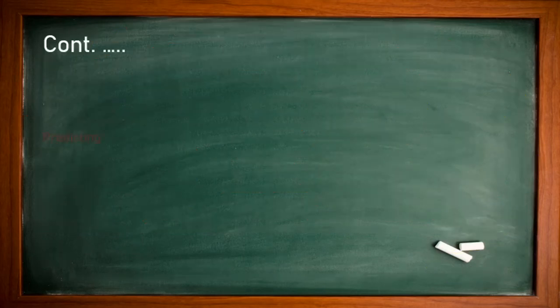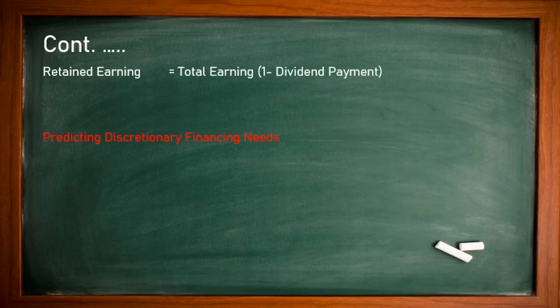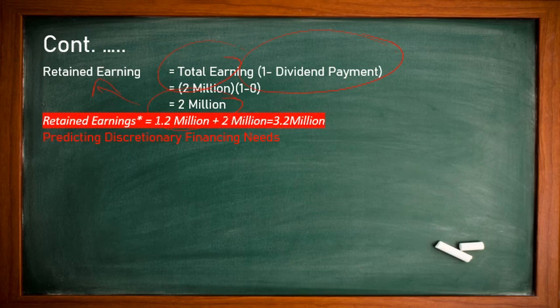So let us first, I will explain to you how to calculate retained earning. As in the previous case, retained earning is equal to total earning multiplied by 1 minus dividend payout. As you know, here total earning is 2 million and there is a 0 dividend payout. So it means the retained earning becomes 2 million. It is same as before. And you know that we showed retained earning was 1.2 million before, 2 million now, and it becomes 3,200,000, what we showed in our projected balance sheet or forecasted balance sheet.